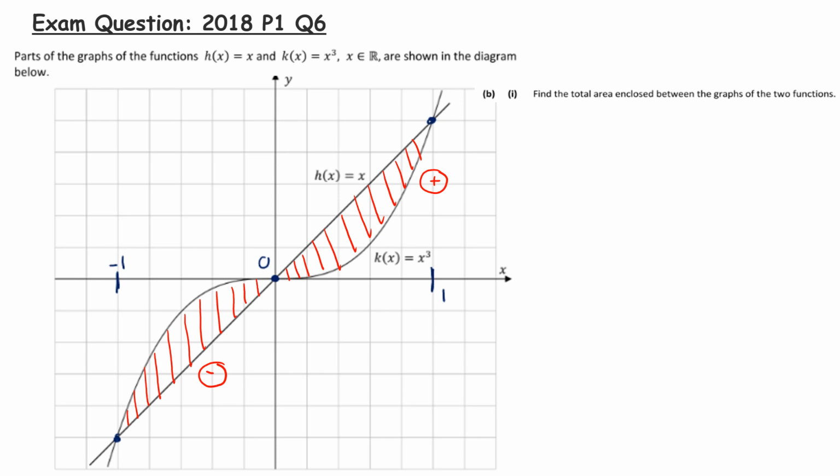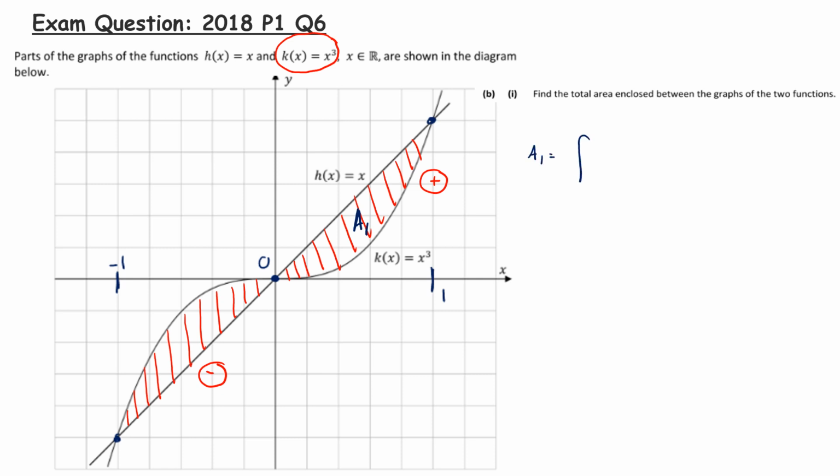Now, these two areas are definitely equal because we have an x to the power of 3. So it's a cubic, but it is a symmetrical cubic. So we have a line, and that line is obviously going to be symmetrical. So we can work out one of the areas and we can simply double it. The easiest place to work would be this piece here, so I'm going to call this area 1.